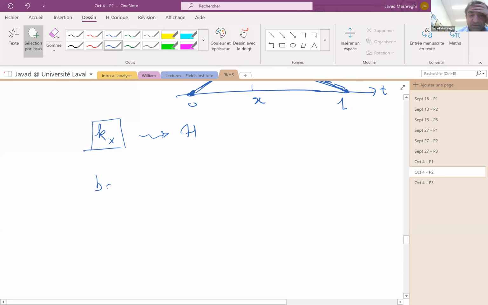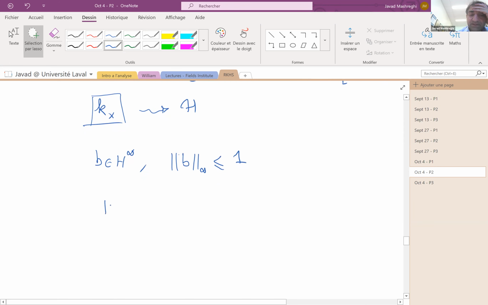If B is in H infinity and the norm of B is less than or equal to 1, in other words, an element in the unit ball of H infinity, then consider K(z,w) by this formula: (1 minus B(w) bar B(z)) over (1 minus w bar z).